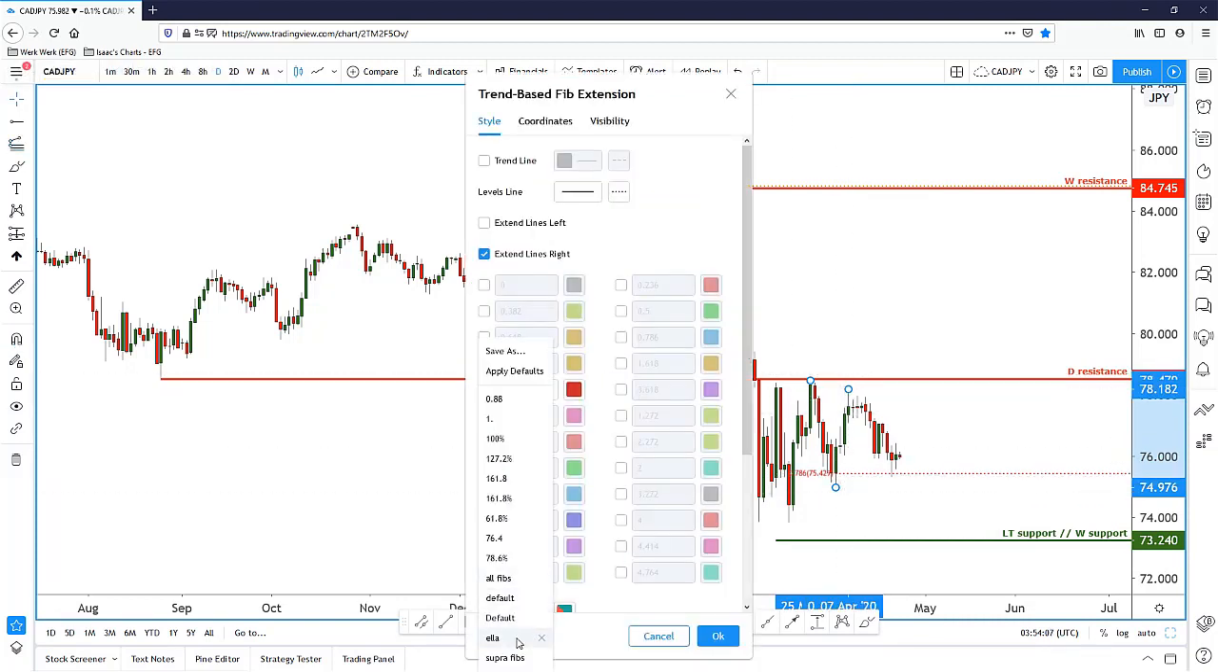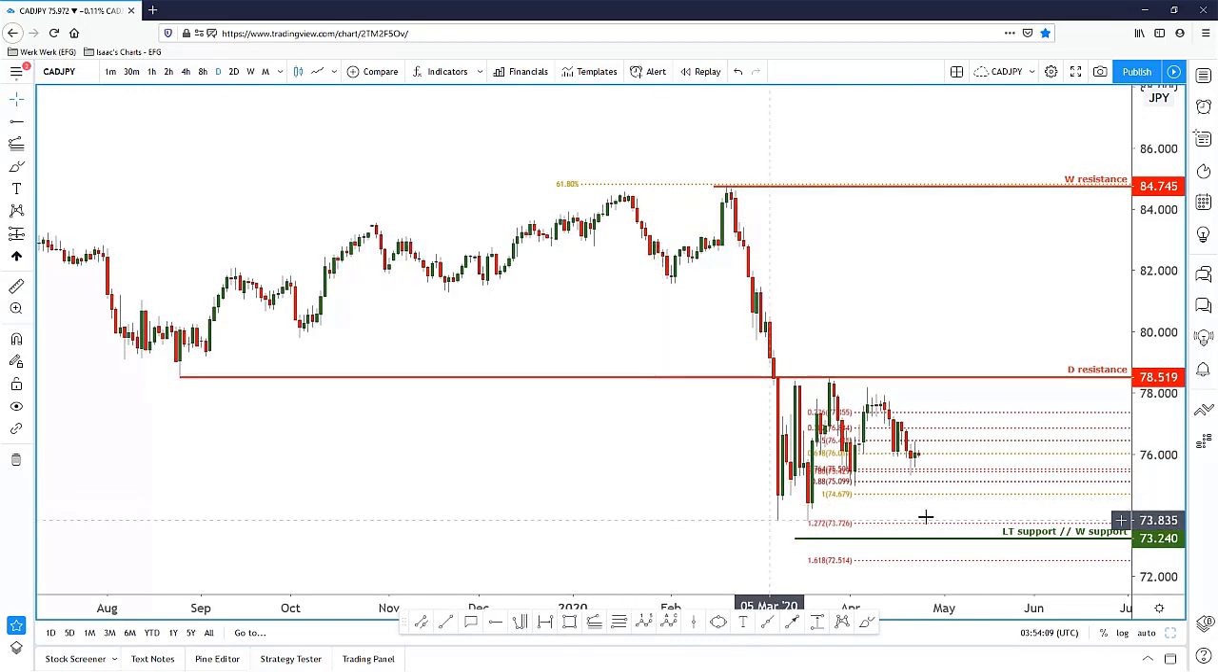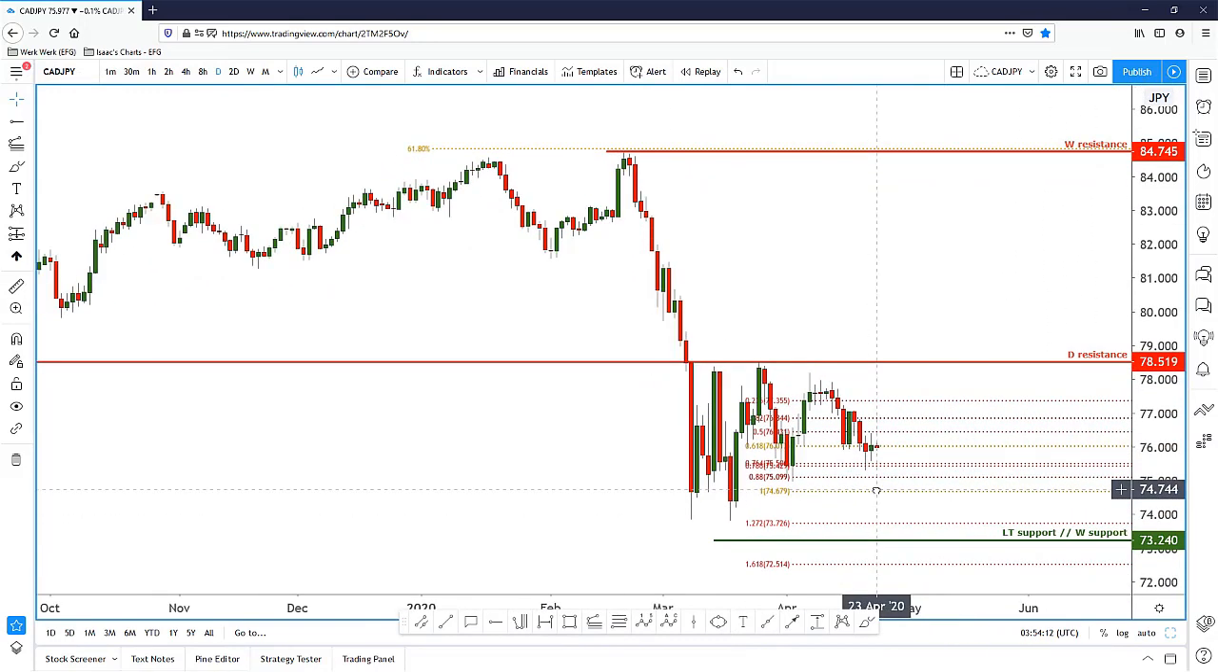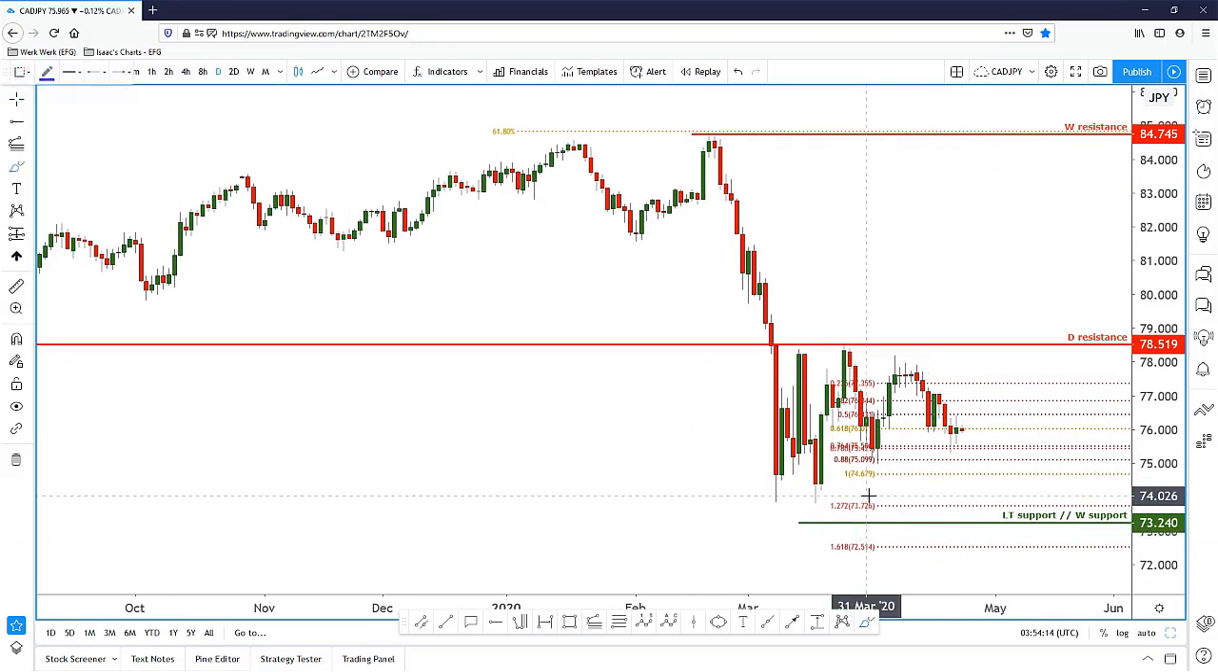We open up all Fibonacci ratios. And we see that the key Fibonacci ratio of the 100% falls in line with all this candle close, right? The candle close, candle open. And then the 127.2 is actually close to our long-term support, weekly support.